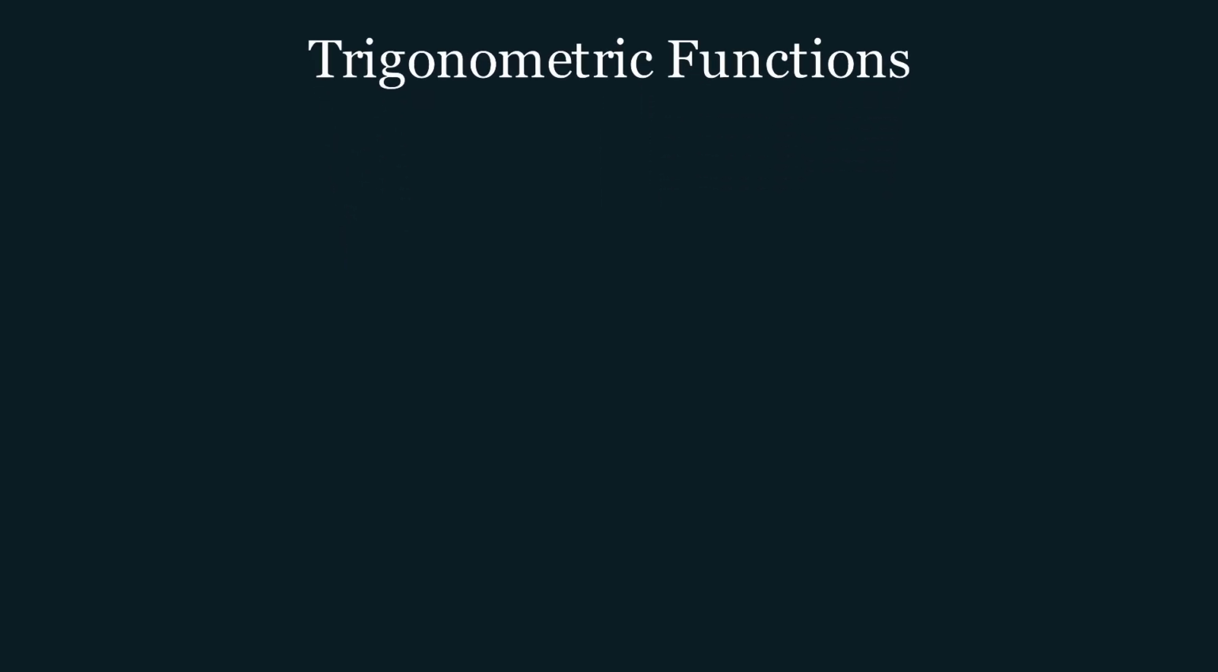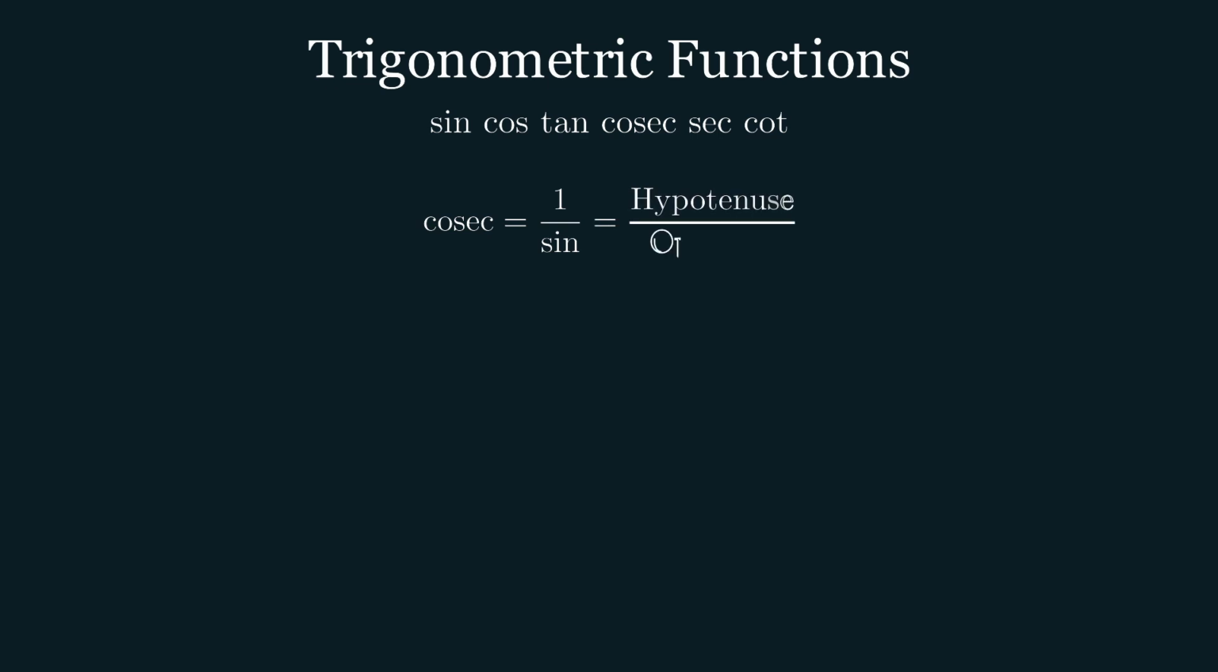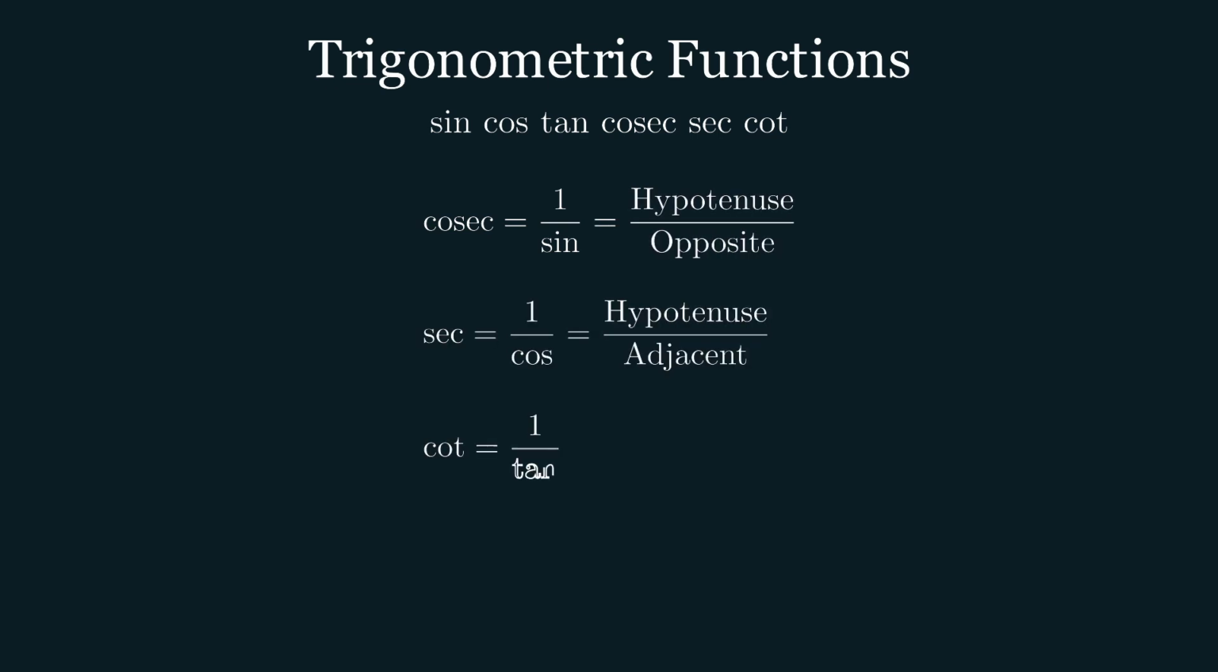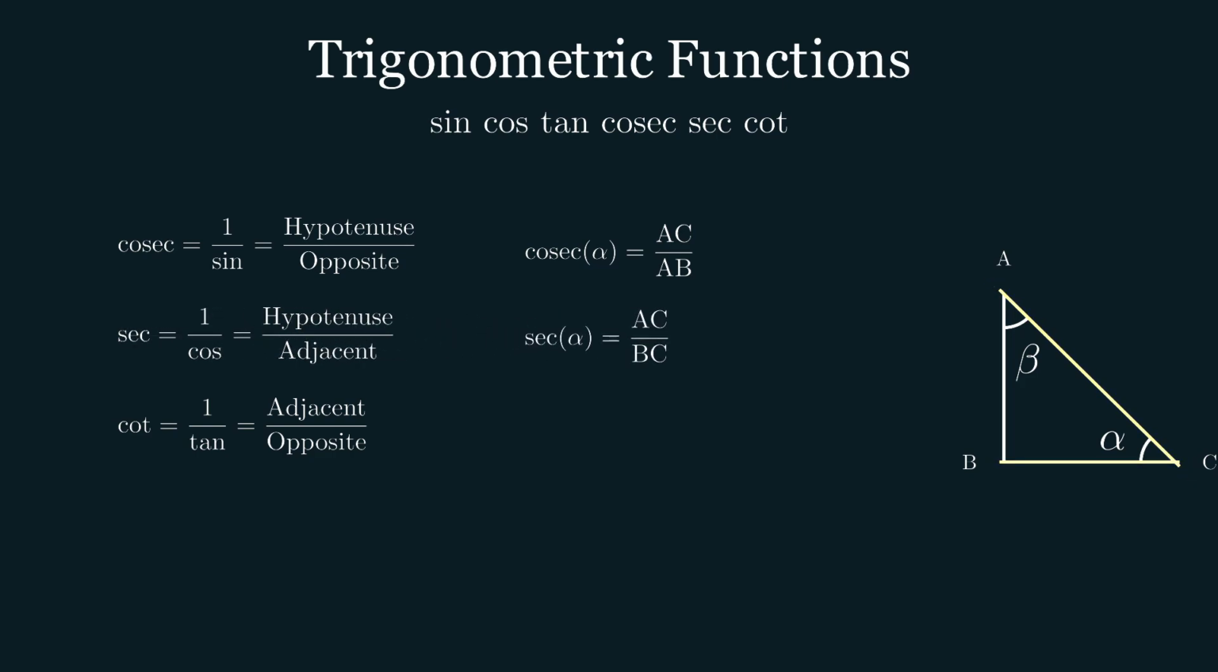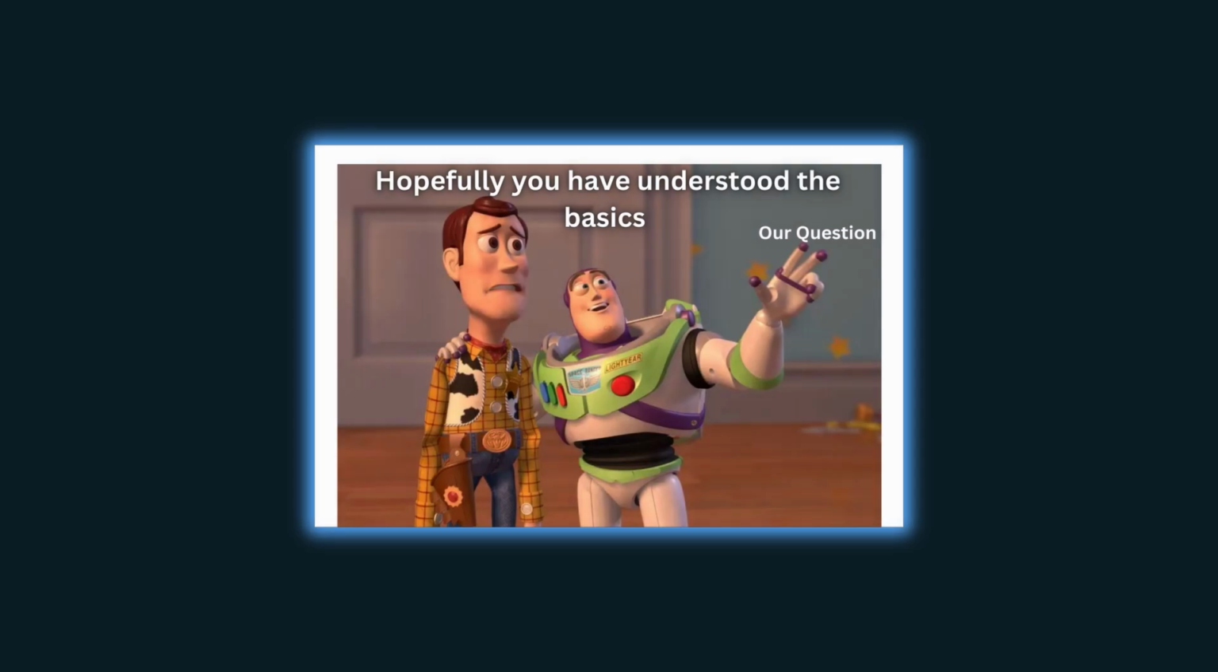Trigonometric functions. There are 6 trigonometric functions, namely sine, cos, tan, cosec, sec and cot. We have already seen sine, cos and tan. Now let's see the other ones. Cosec is 1 by sine, that is hypotenuse by opposite. Sec is 1 by cos, that is hypotenuse by adjacent. And cot is 1 by tan, that is adjacent by opposite. For example, cosec alpha is AC by AB, sec alpha is AC by BC and cot alpha is BC by AB. Now we have understood the basics.